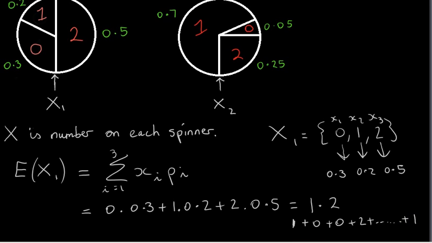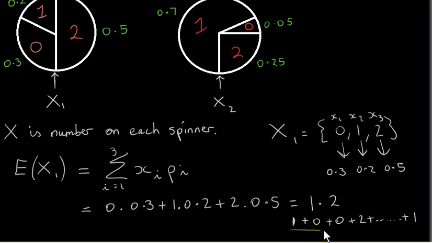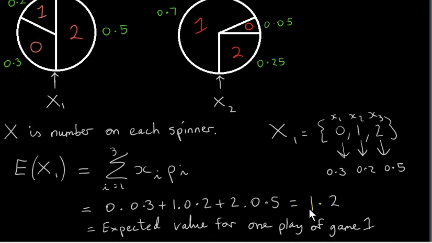And then what you do is you divide all of these values by the number of spins, which I think I said was 10,000. And this number would approximately be 1.2. And the more spins we take, say we take 100,000, the closer we will get to 1.2. So that's the idea. So we would say that 1.2 is the expected value for one play of game 1. So if we spin this once, then the expected value will be 1.2.